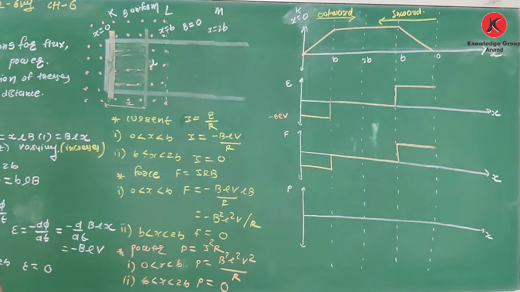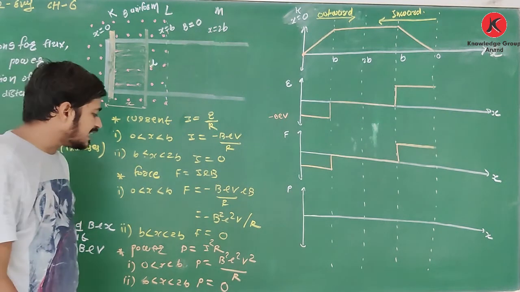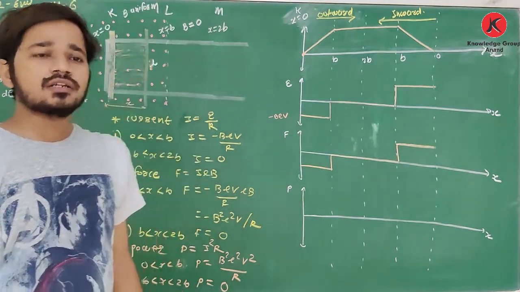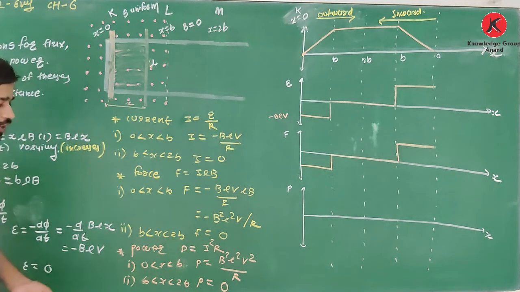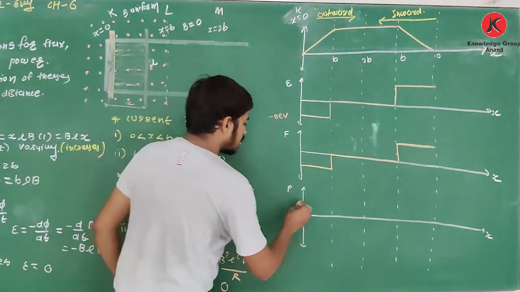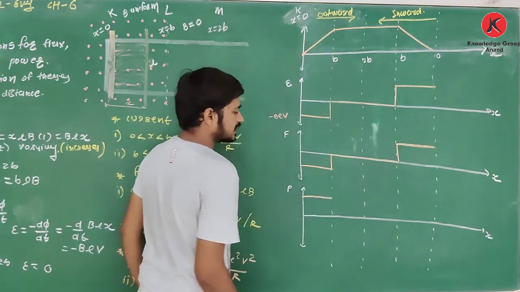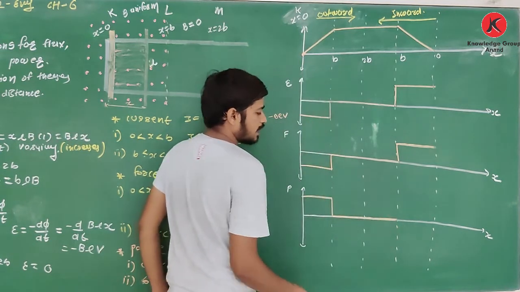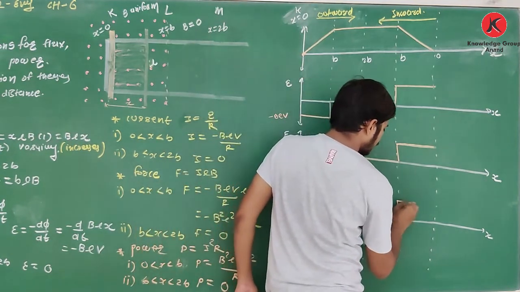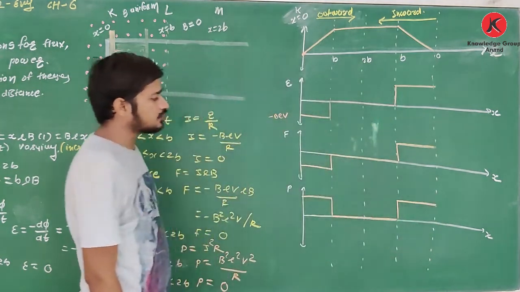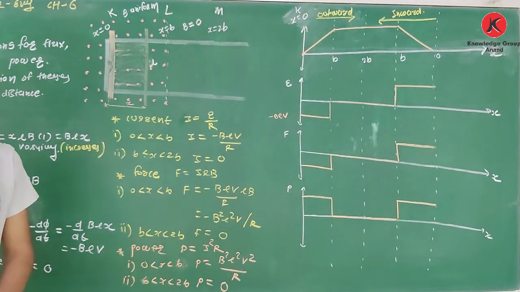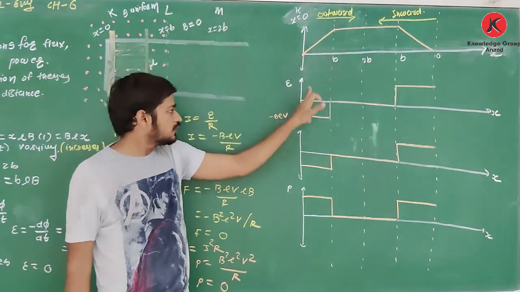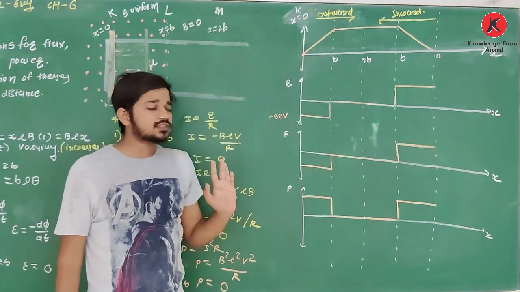Last one is power. See, in power it is I square, and power, that is loss, is always positive. So its graph will be like this. During this, power is positive. Okay, here no current is flowing, means no power loss. Here again there is loss of power. Clear? So these are the graphs. You have to understand only this first graph. You can easily draw the other graphs.